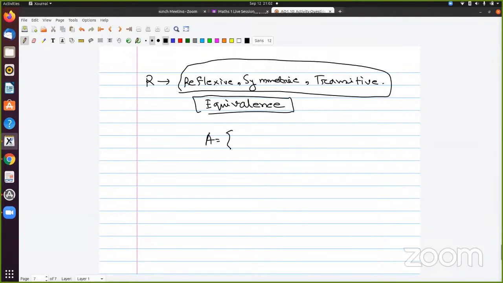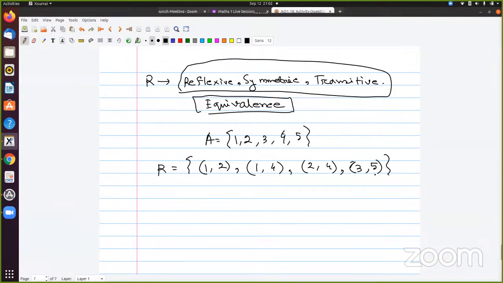So let's start with this set again. I am taking this first, what I have started with. Now, when I am defining a relation, suppose this relation 1 to 1, 2, 4. Equivalence relation means it has to be reflexive, symmetric, and transitive. As you can see, this is not reflexive, right? So it is clearly not an equivalence relation.